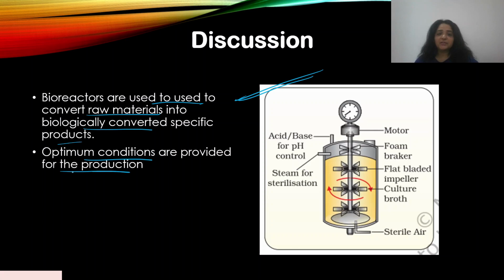So of course, optimum conditions are provided for the production. For example, if you want the bacteria with the rDNA to express a particular protein, let's say an enzyme, the rDNA would need all those specific conditions fulfilled to be able to produce the product. Just simply having the rDNA there won't do anything, right? You can see here steam for sterilization, culture broth, and an impeller which moves around. You need to keep sterile air, which shouldn't be contaminated. There's acid and base for pH control, and so on. All these requirements need to be fulfilled, and a bioreactor does that.